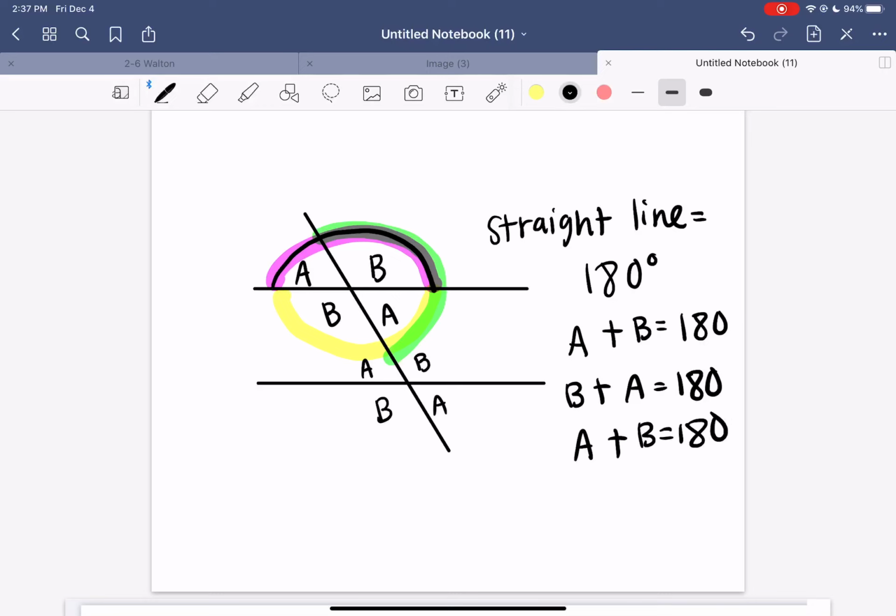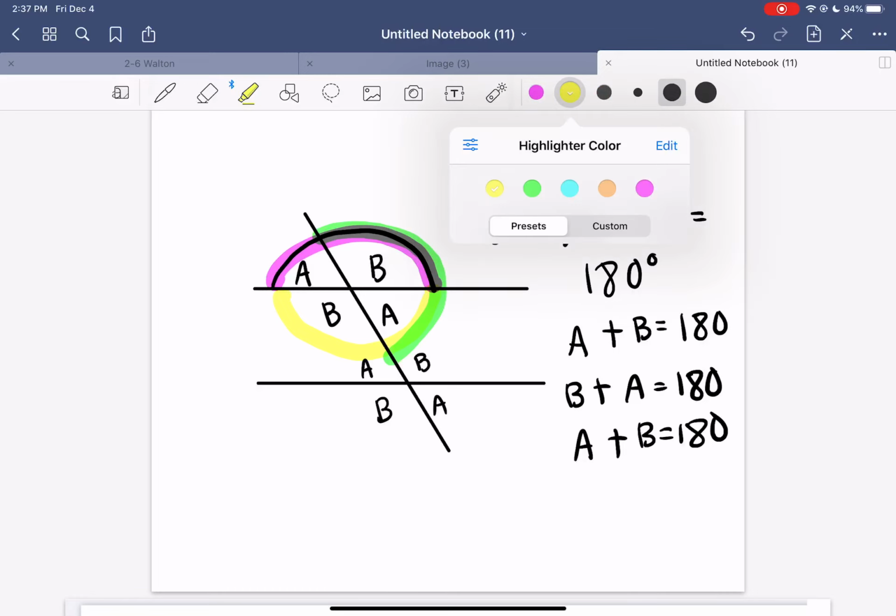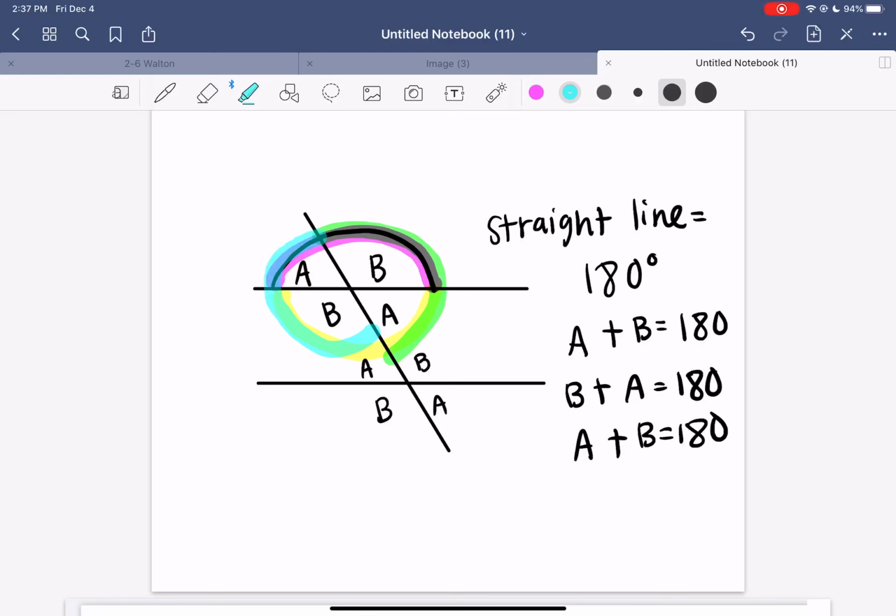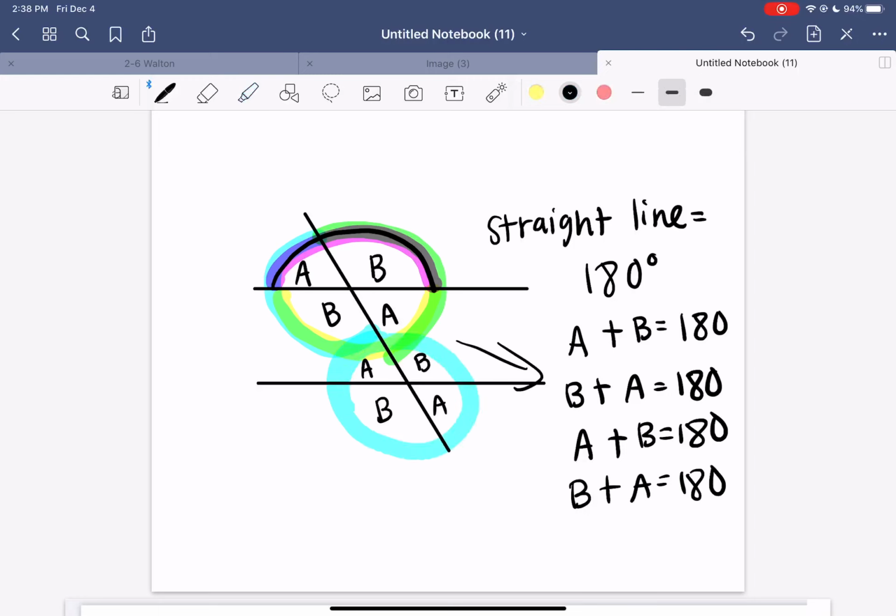So no matter how we look at this, we have every single one of the four angles, and these are all being represented over here. So we know that in total, if I look at those four angles that I just highlighted in blue, those four are the same as the ones up here.